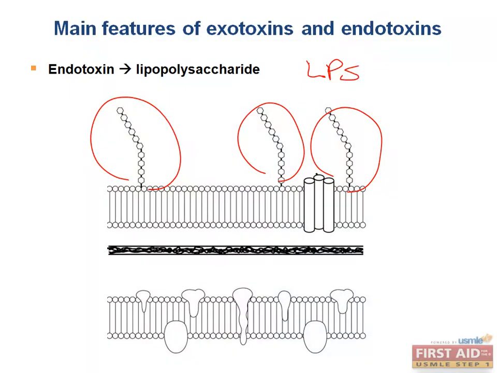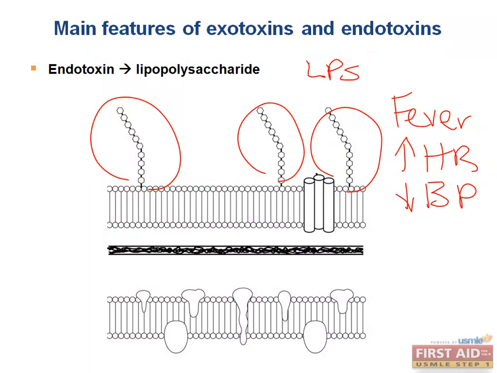Your patient presents with the following signs and symptoms: fever, tachycardia, and hypotension. Then you go and examine the patient. What does their skin feel like? Warm and well perfused. They've got peripheral vasodilation from release of the chemotactic factors.